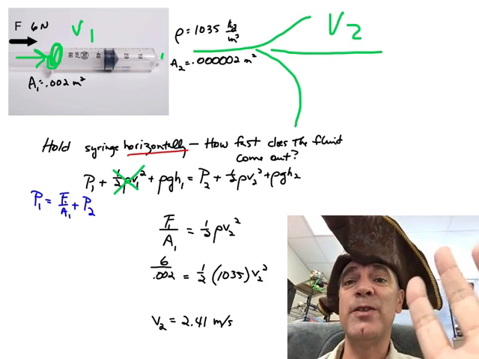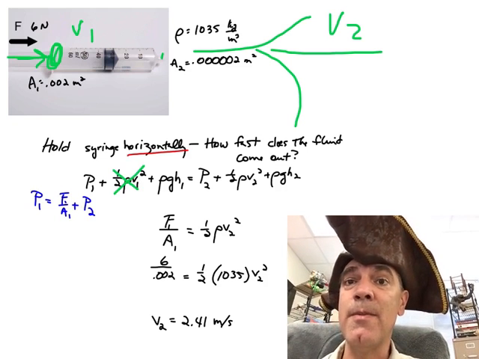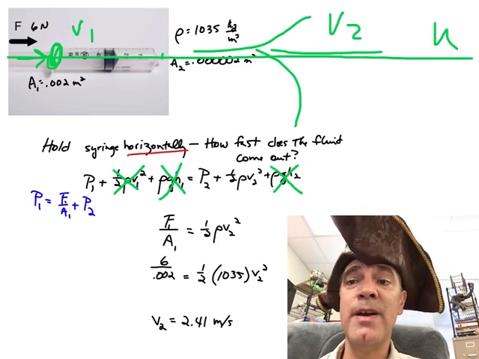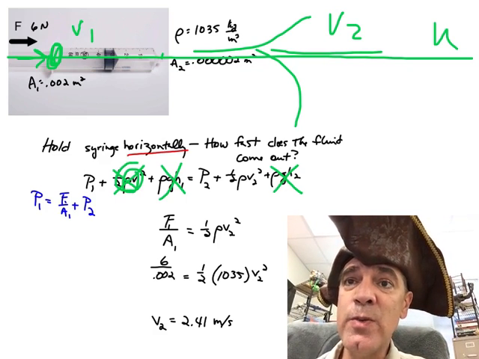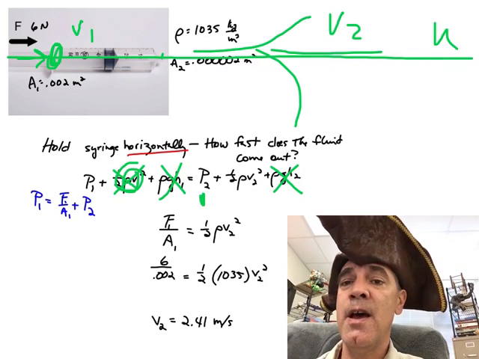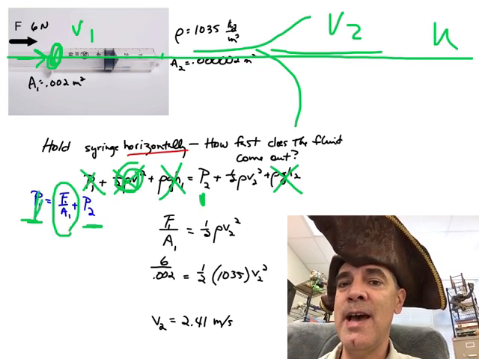This time the pressures are different, so I can't get rid of that. But this time, since it's horizontal, all the heights are the same. So we're all going through at this height, and so my heights cancel. So I canceled a bunch, I approximated this one. The other thing I have to do is realize that they both start at atmospheric pressure. So P2 is atmospheric. P1 I have atmospheric plus I put a force over an area. So I cross that out and I put this in instead.